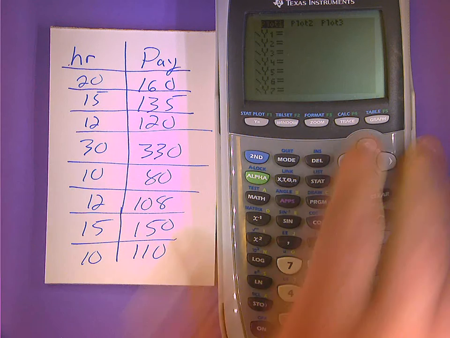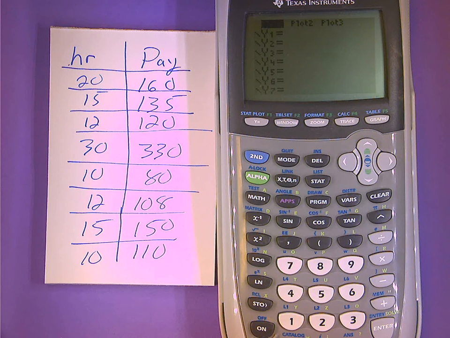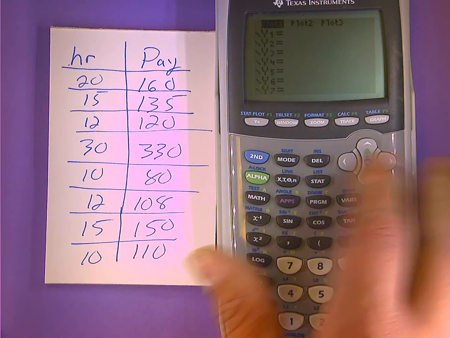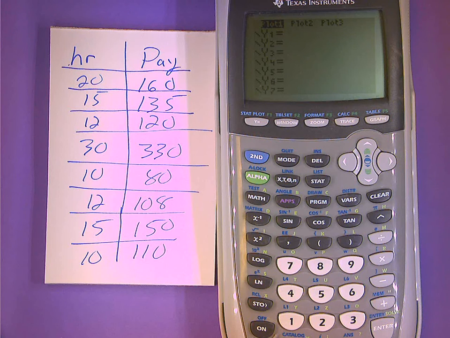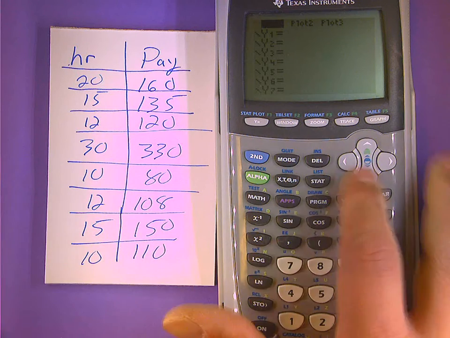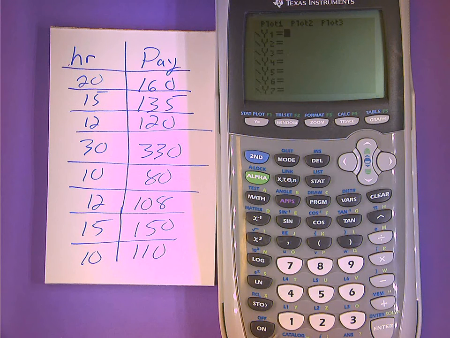Then you should go up to plot 1 and hit Enter to turn it on, or Enter to turn it off. When you come down, if plot 1 is highlighted, it's on. If plot 1 is not highlighted, it's off. So I can turn it off just as easy. Go up, Enter, down. It's no longer highlighted. So we want it on, up, Enter.